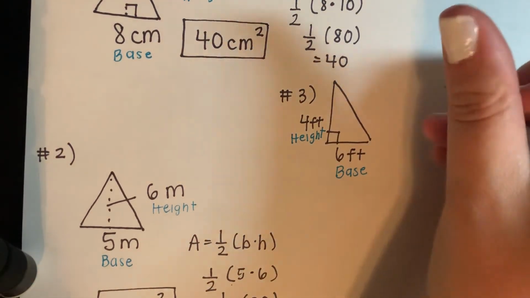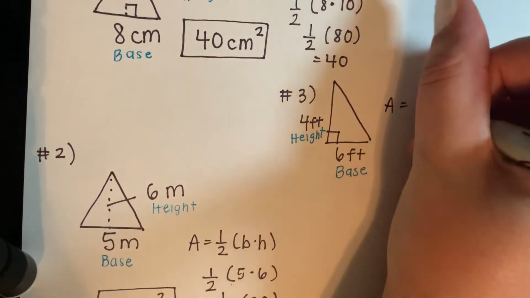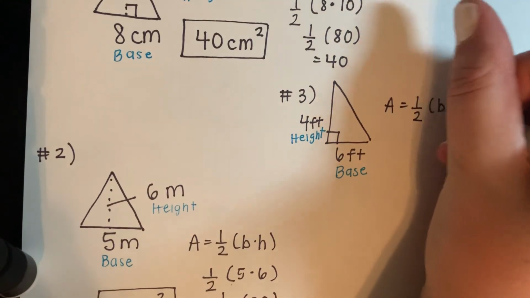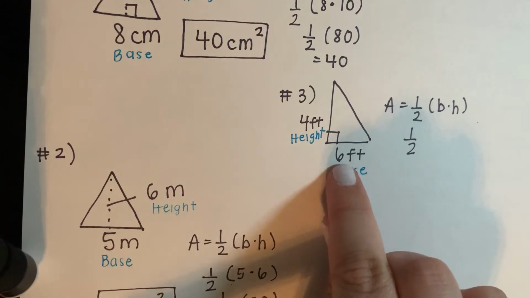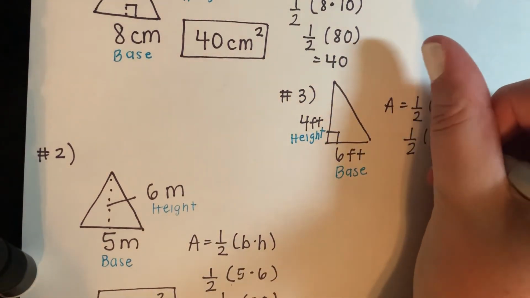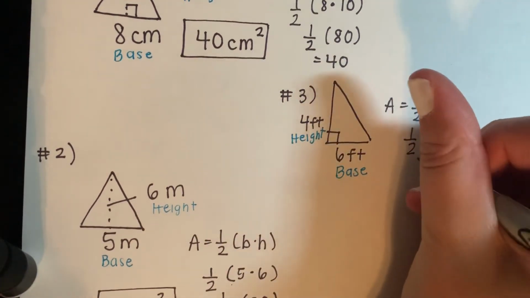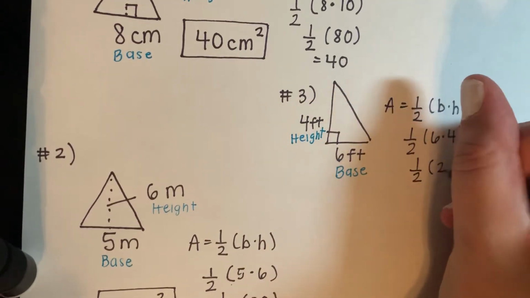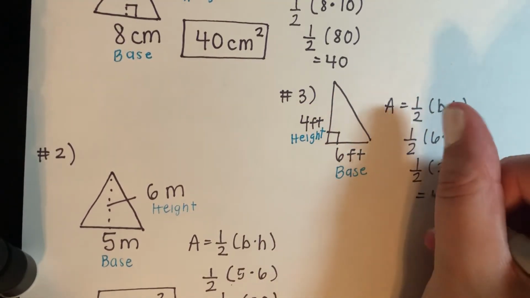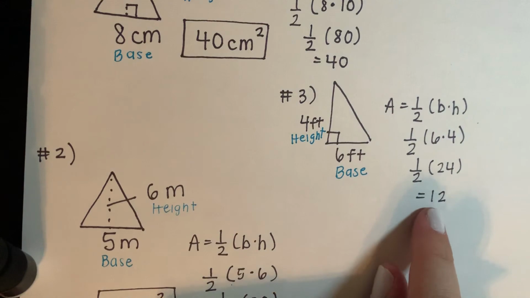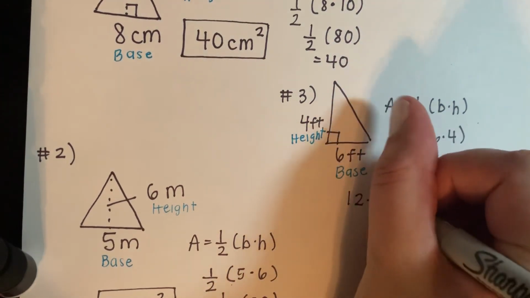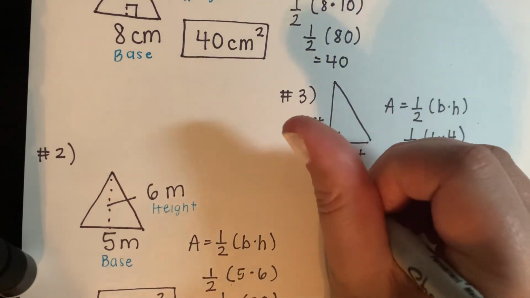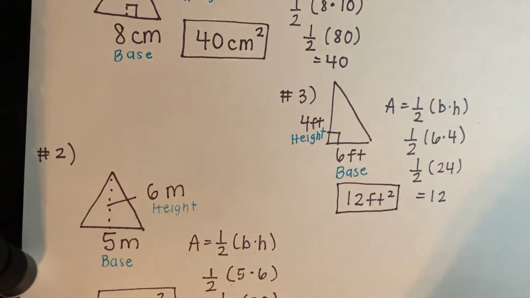So we have area equals 1/2 base times height. So we have 1/2, 6 times 4. We get 24, and half of 24 is 12. So my final answer would be 12 feet, and it needs to be squared. So 12 feet squared. Box it up, and we are good to go.